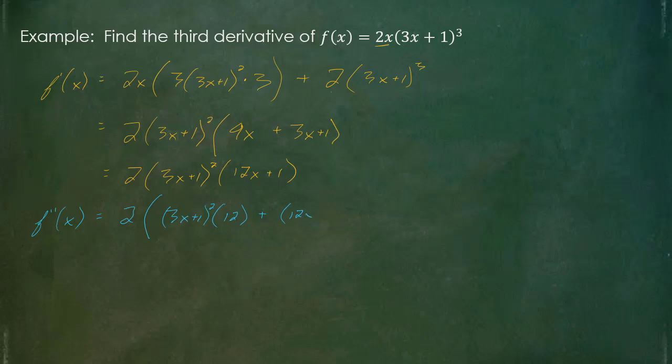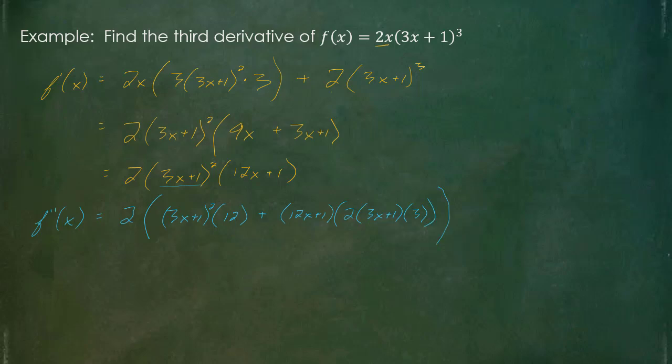then add that with, I'll keep the second function the same, so 12x plus 1, but then times the derivative of this first part, which again is a chain rule, so 2 would come out front. I'd have 3x plus 1, and then the power on that now would be 1, but then times the derivative of the inside function, which is 3.